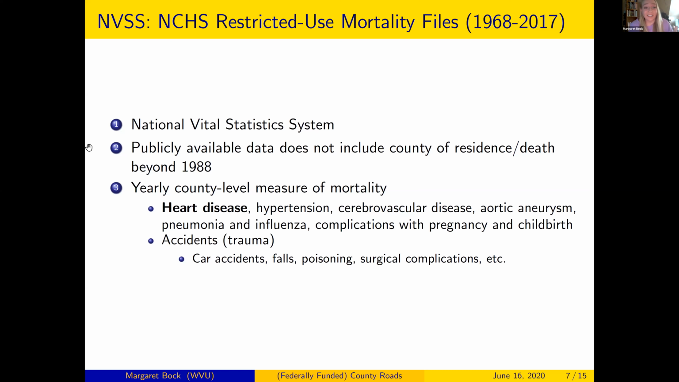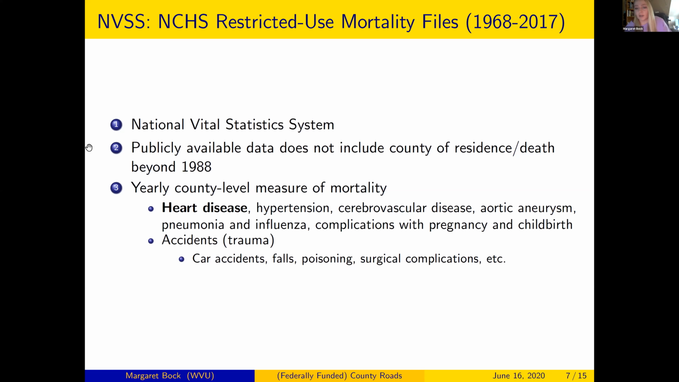So my mortality data comes from the National Vital Statistics System from the CDC. With this data, I have yearly county level measures of mortality. Unfortunately, after 1988, they get rid of the county identifier, so I had to request to use the restricted use files. But with this, I have yearly county level measures of general mortality, and I'm also able to separate these different mortality outcomes by cause of death. In this presentation, like I already mentioned, I'm going to be focusing on heart disease outcomes, although I have looked at all of these different outcomes that I list here on the screen.